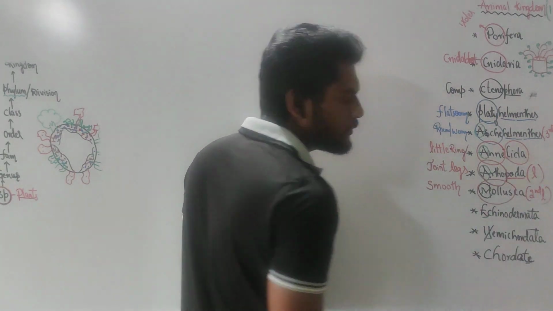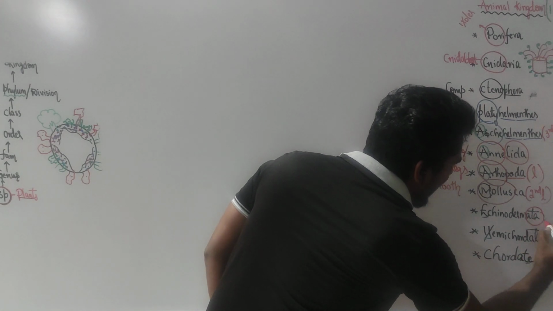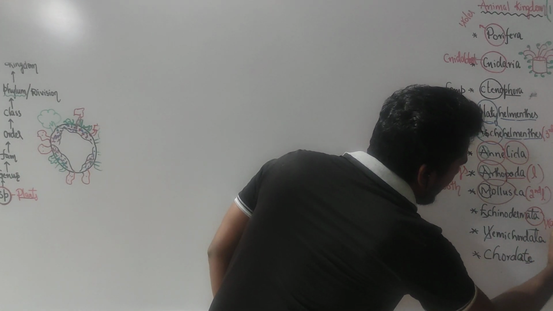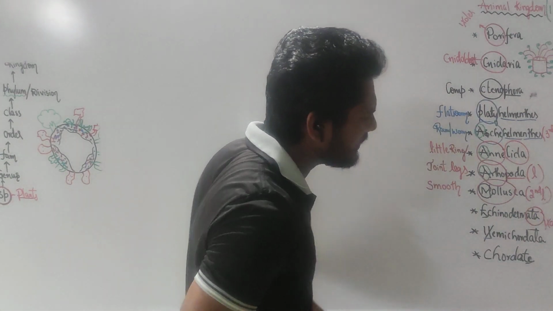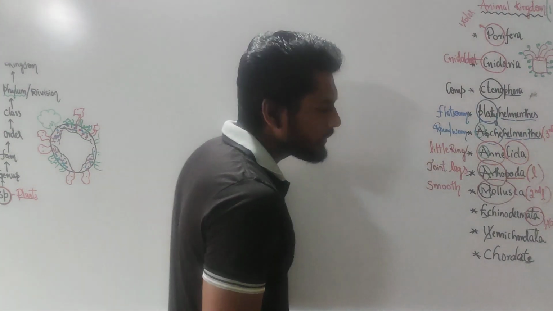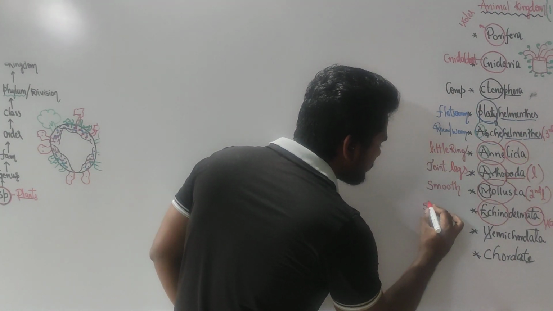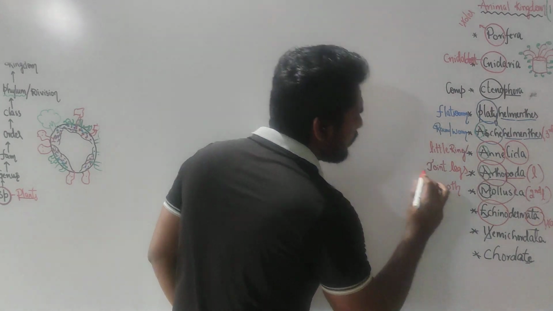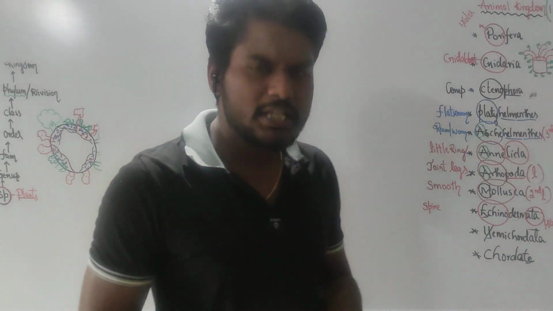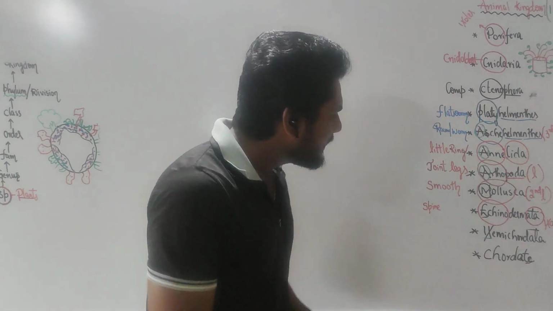Next, echinodermata. What is the meaning of echinodermata? Now remember, eta means having. Then what is the meaning of echino? Echino means spine, nothing but thorns. Not Game of Thrones, okay? Game of Thrones is a web series. Echino means spine. Derm means what?